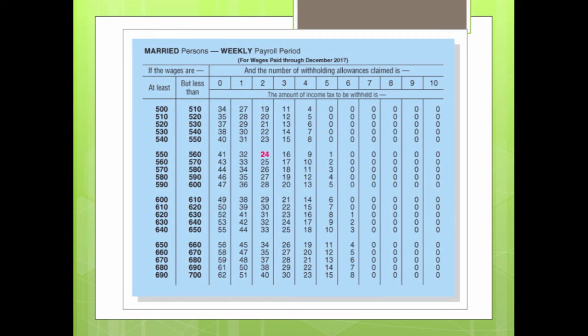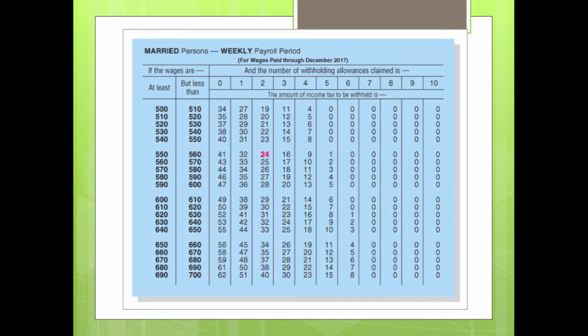So what this chart tells you is, for example, if you earn between $500 and $510 for a specific pay period, and let's say you have 2 allowances, that could be yourself and a child, then the total withholding for that pay period is going to be $19. Similarly, if you claim that you have 4 exemptions, you get $4 taken out, and as you can see, after 5 exemptions, nothing's taken out. Okay?